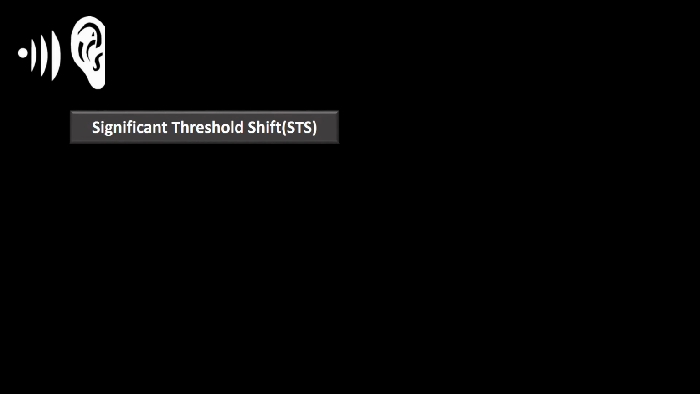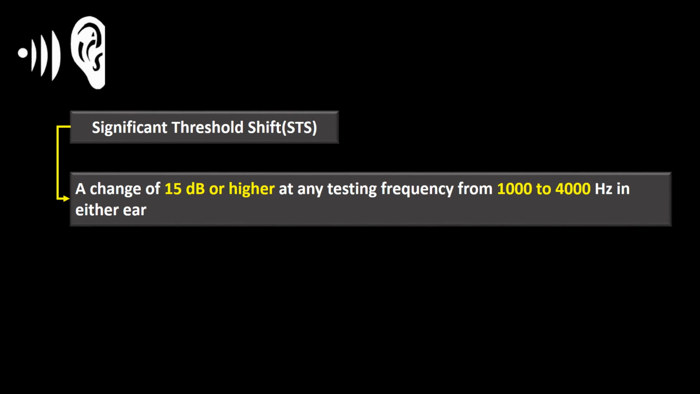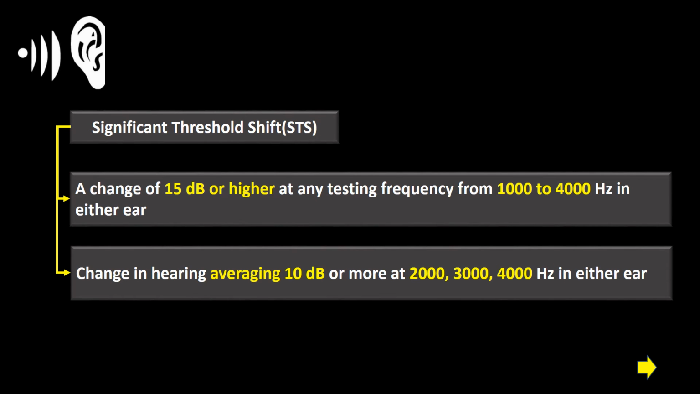So again, just to recap our two definitions of a significant threshold shift: any change of 15 decibels or higher at any frequency from 1,000 to 4,000 hertz in either ear, and then a change in hearing averaging 10 decibels or more at 2,000, 3,000, and 4,000 hertz in either ear.